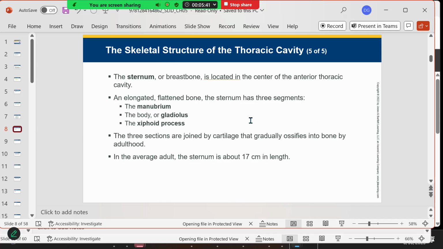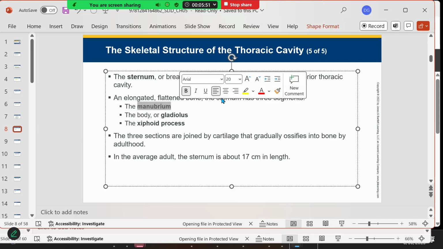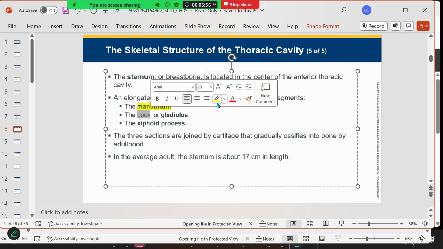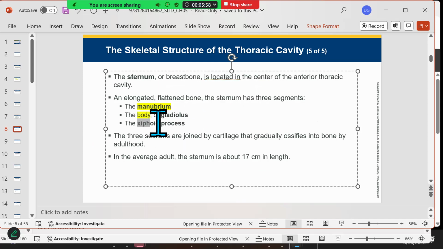Sternum, located in the center: you've got the manubrium, the body. I've never heard of gladiolus at the hospital. You might as well forget about that. But sternum, manubrium, body, and xiphoid, the three main pieces of the sternum.